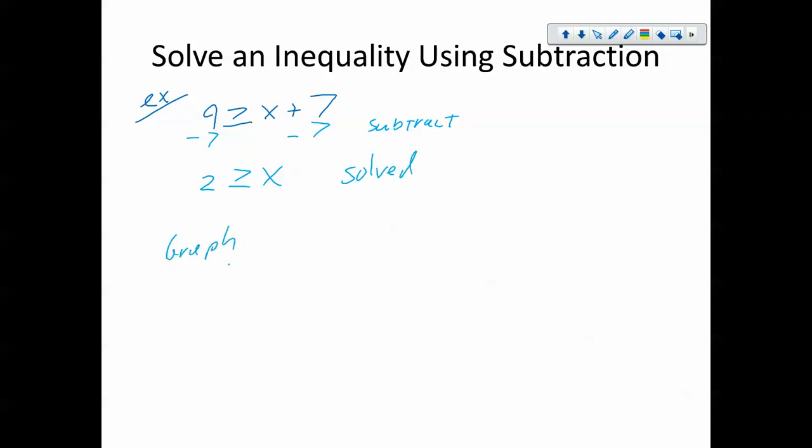We can also graph this. 0, 1, 2, let's add some more just for flavor. There we go. So this is a closed circle on 2. And you do have to think about it a little bit, right? The x is on the right-hand side of the inequality this time. So which way is our arrow going to go? Notice that the smaller side is coming for the x. So we're saying x is smaller than 2, which means we're going everything to the left. You do have to be careful and read the inequality a little bit there.